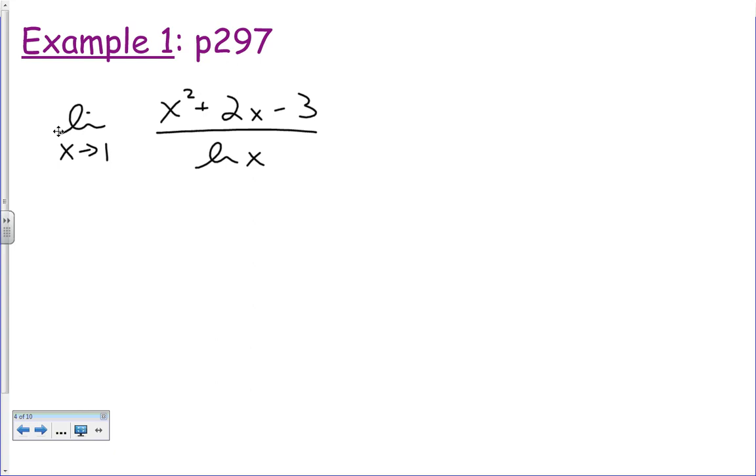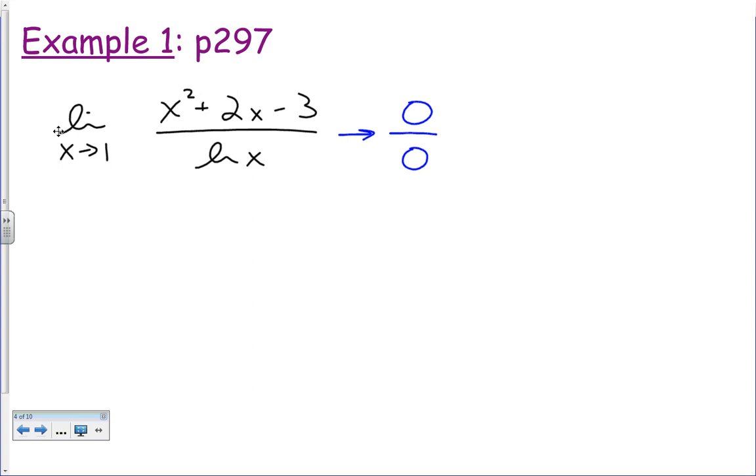So let's check to see what form we are in. If we let x go to 1, in the numerator you get 1 squared is 1, plus 2 times 1, that's 2. 1 plus 2 is 3. Minus 3, the numerator is heading towards 0. In the denominator, natural log of 1, that's the intercept of our natural log function, which is 0. So we end up with 0 over 0. So this is all set up here for L'Hopital's rule.